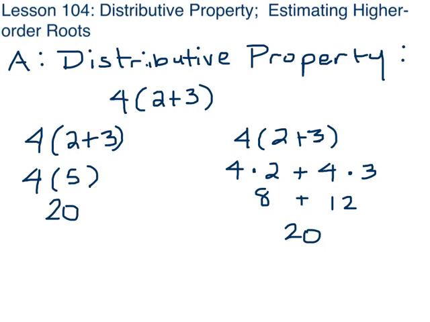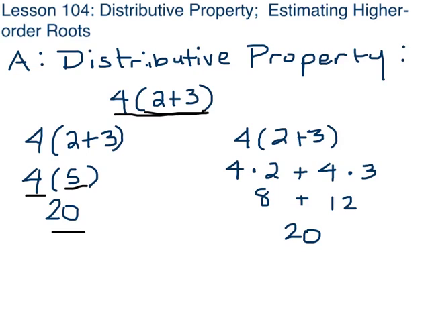Here I have this term, and I can work it two different ways. I can say, do what's in the parentheses first. 2 plus 3 is 5. And then multiply by the 4 on the outside and I get 20.